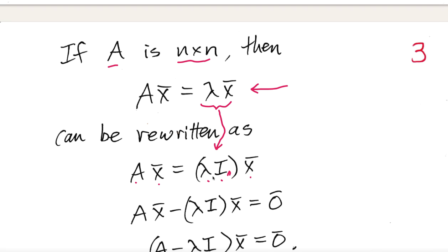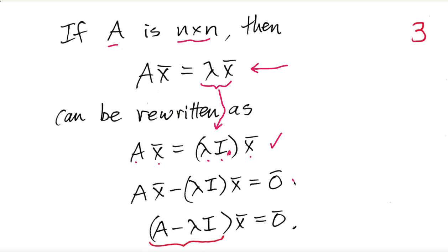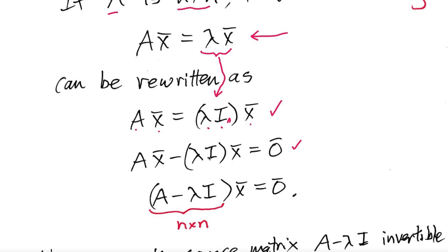Then I'm going to subtract lambda I x bar on both sides of this equation. So I get A x bar minus lambda I x bar equals 0 bar, the 0 vector. Then you notice the common factor between these two. We do have distributivity in matrix multiplication, so I'm going to factor out that x bar. And I've got A minus lambda I times x bar is the 0 vector.